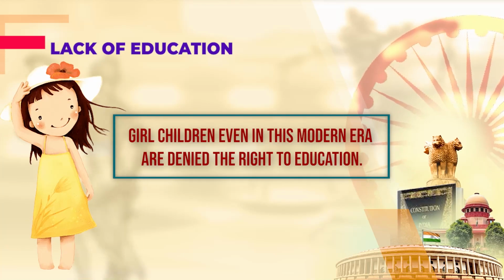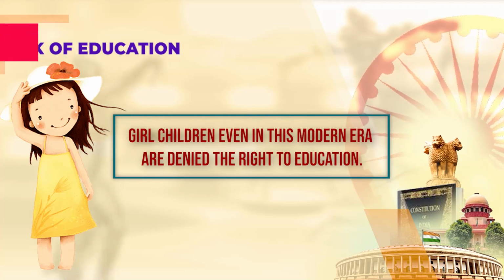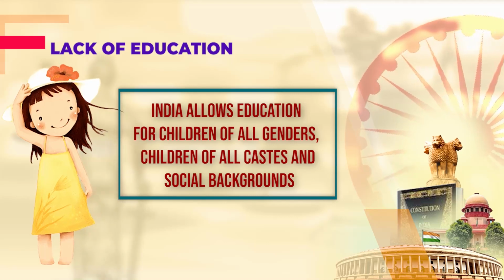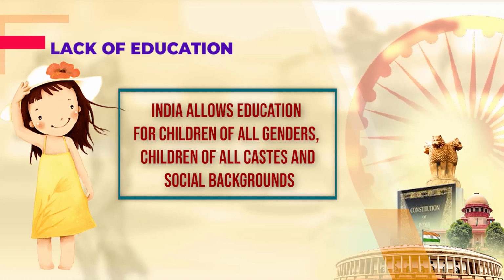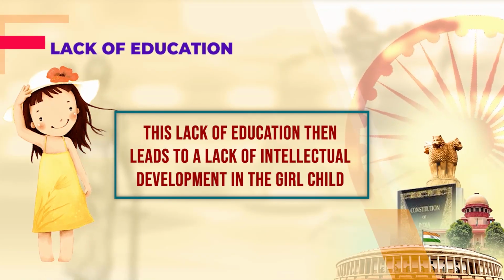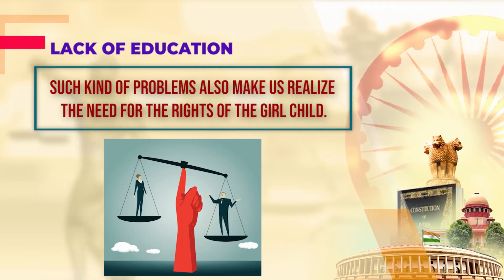The girl children in certain cultures, even in this modern era, are denied the right to education. They're denied access to education. While in India, children of all castes, all genders, and all social backgrounds have the right to education, there are countries, even in this day and age, which deny that right to education to girl children. This lack of education then leads to a lack of intellectual development in the girl child, which leads to a lack of opportunities for the girl child to make a place for herself in the world. Such problems also make us realize the need for the rights of girl children.